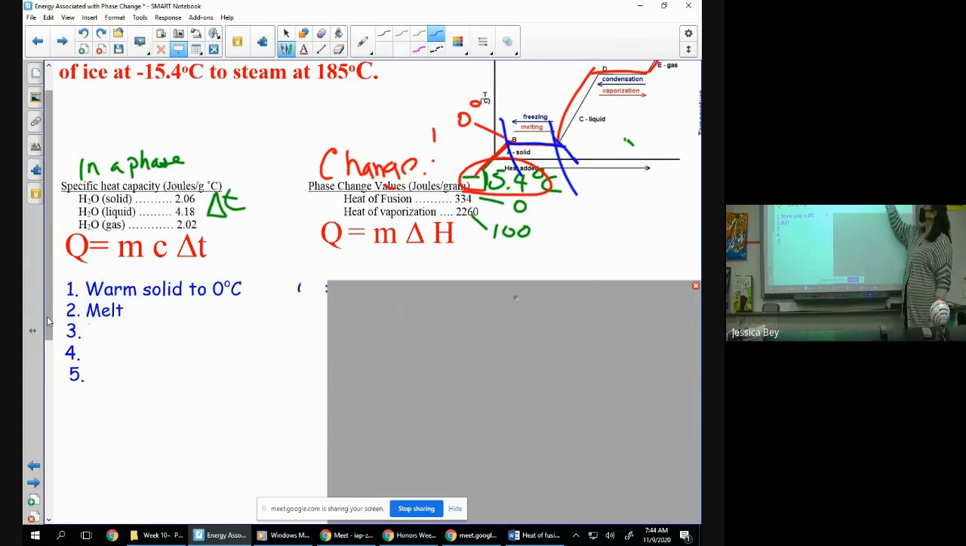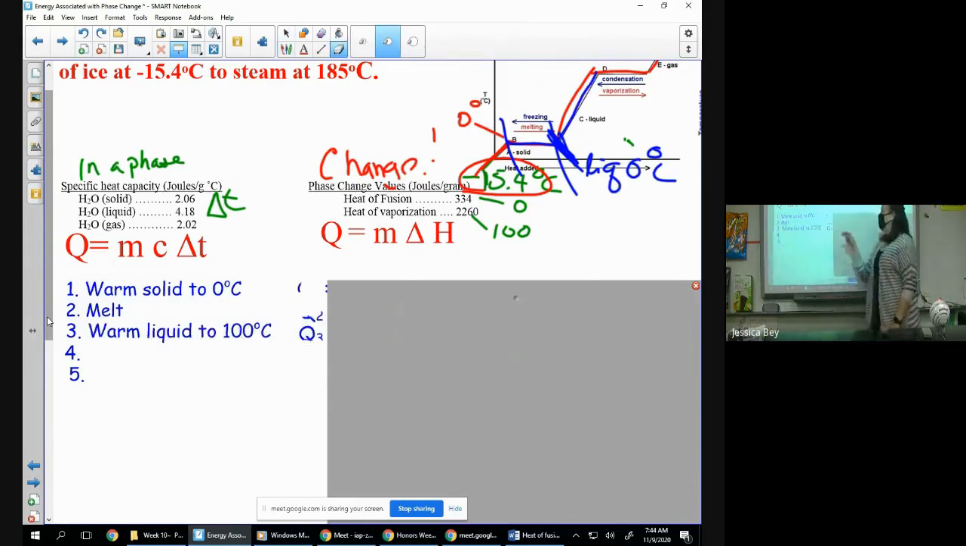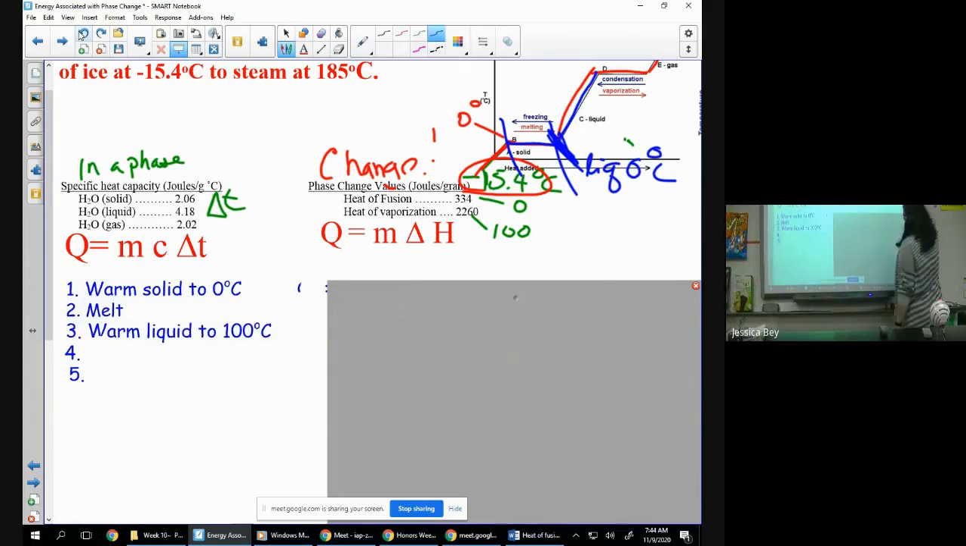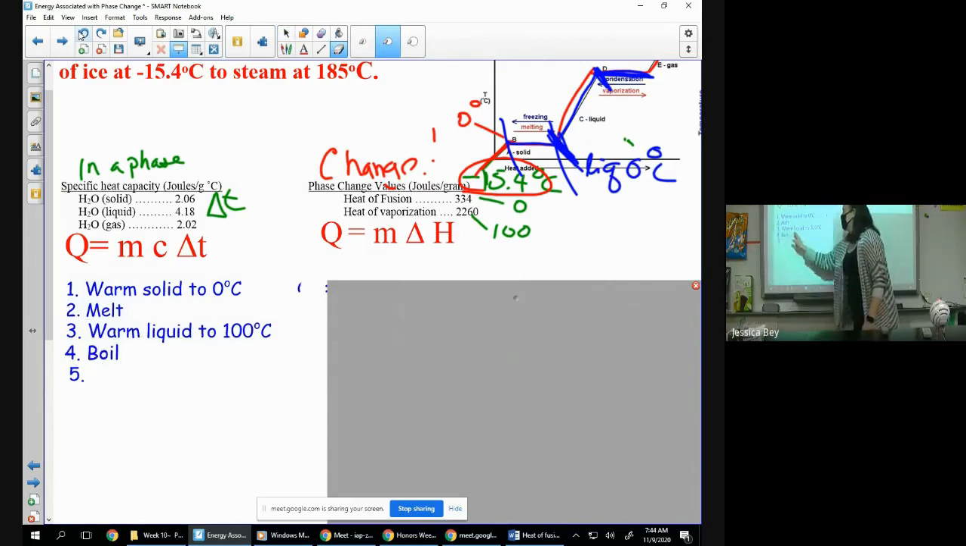Now I'm over here. What I am at this point is I'm liquid at 0 degrees Celsius because I have just melted. Now I need to warm my liquid to 100. So I'm traveling up this little road here. Now I'm liquid water at 100. I need to stop and I need to boil or vaporize, however you want to say that.